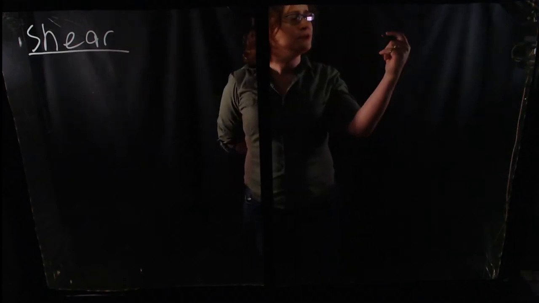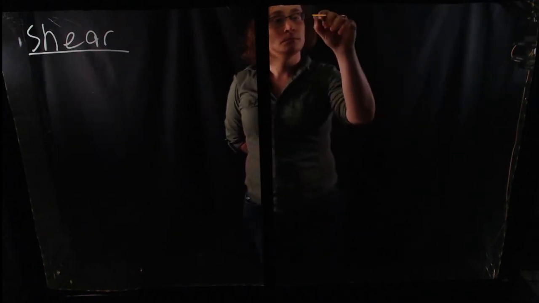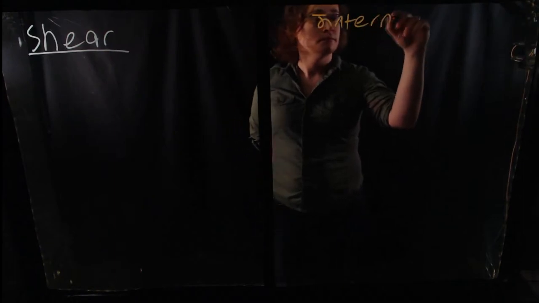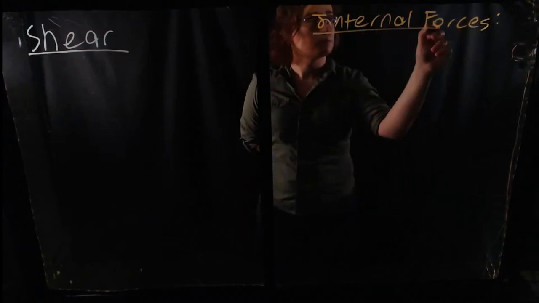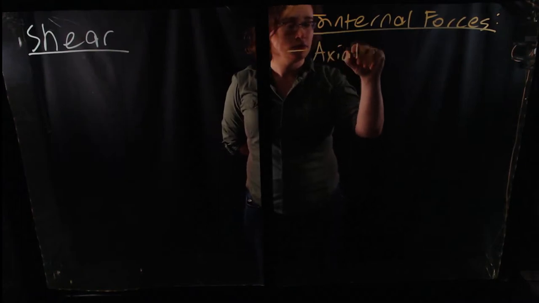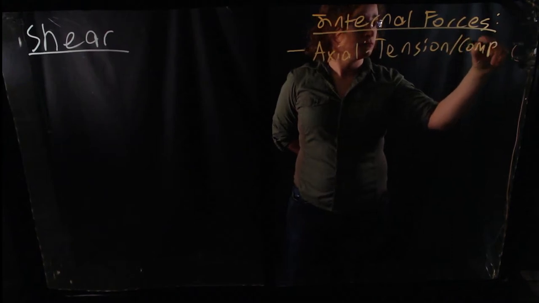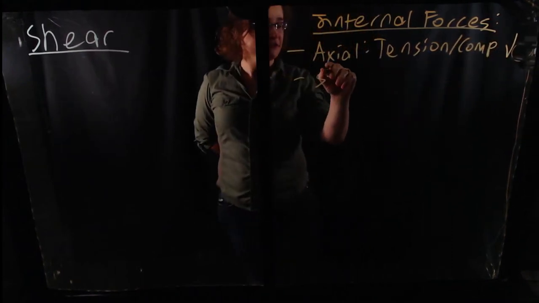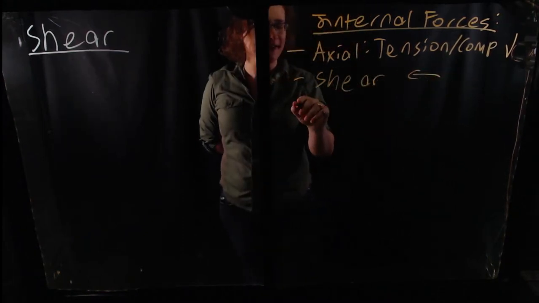Now, let's look a little broader at the type of internal forces that can appear in a member. So internal forces. Well, we have our axial forces. This is your tension and compression. We've looked at those. Then there's also shear, which we're looking at today. So that's the topic for today, primarily.